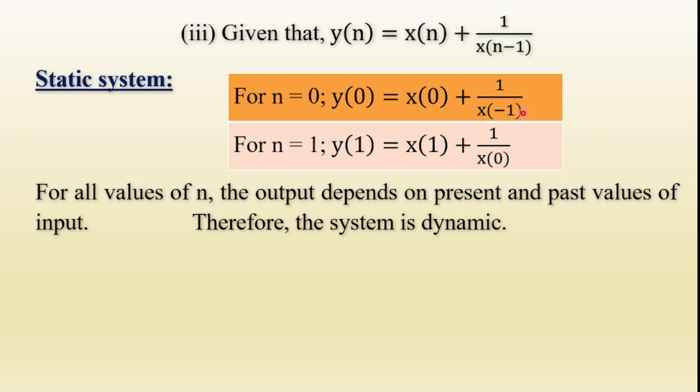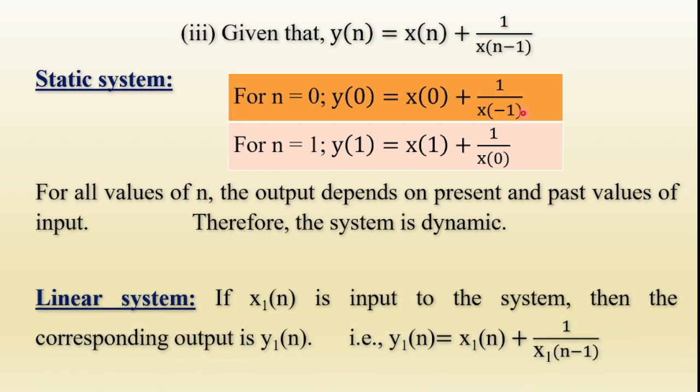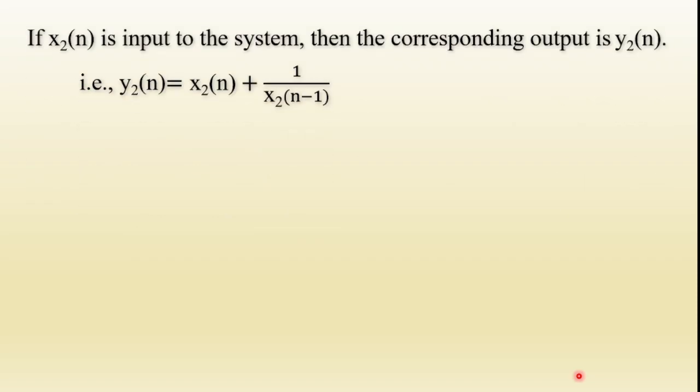So for all values of n, the output depends on present and past values of the input. Hence, the given system is a dynamic system. Let's check if it is linear or non-linear. If x1 of n is input to the system, then the corresponding output is y1 of n. That is, y1 of n is equal to x1 of n plus 1 by x1 of n minus 1. If x2 of n is an input to the system, then its corresponding output is y2 of n. That is, y2 of n is equal to x2 of n plus 1 by x2 of n minus 1.